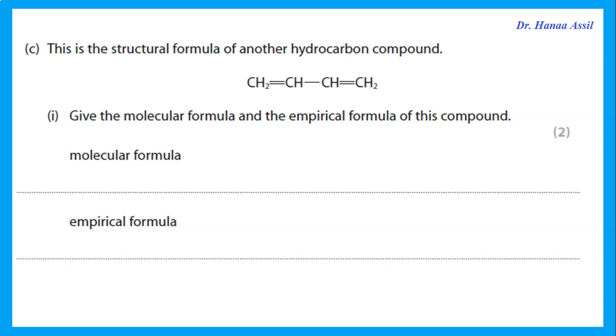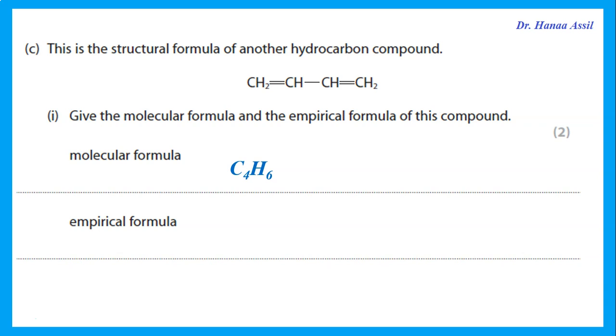Okay, this is the structural formula of another hydrocarbon compound. Give the molecular formula and the empirical formula. What is the difference? Molecular formula means the total number of carbons and the total number of hydrogens. So in this molecule, what is the total number of carbons? I have 4 carbons and a total of 6 hydrogens. So C4H6 is the molecular formula.